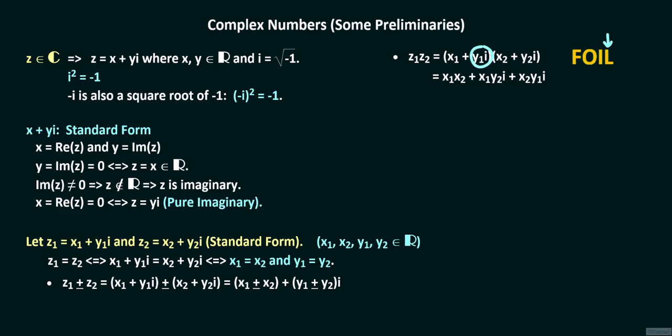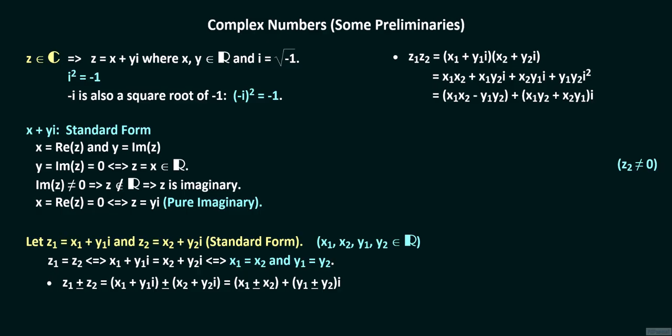L for the last terms, we have y sub 1 times y sub 2 times i squared. And since i squared is -1, we have minus y sub 1 times y sub 2. Writing this out in standard form, we have the real parts combined, x sub 1 times x sub 2 minus y sub 1 times y sub 2, and then the imaginary part, x sub 1 times y sub 2 plus x sub 2 times y sub 1, and then times i.